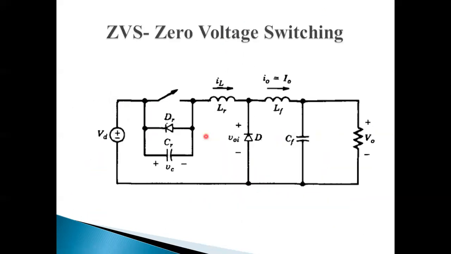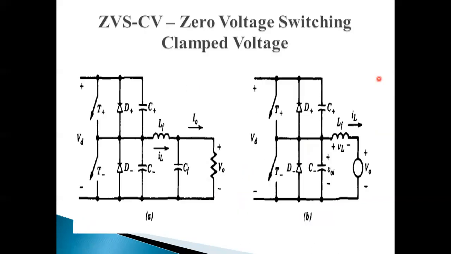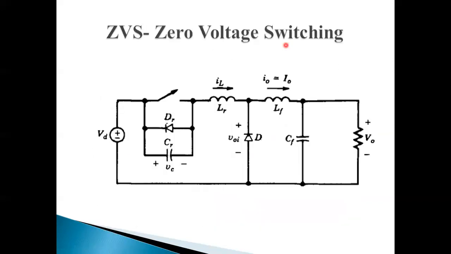So in the next lecture we will study about zero voltage switching, clamp voltage. This theory is the last theory. We already studied about zero voltage switching.